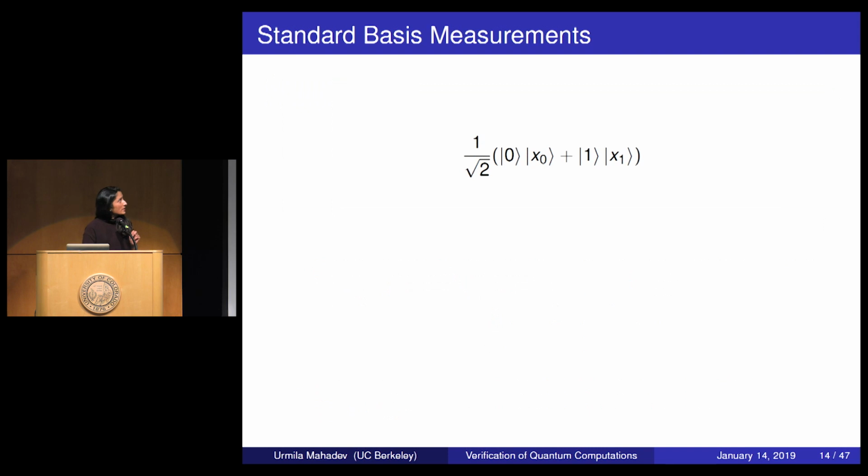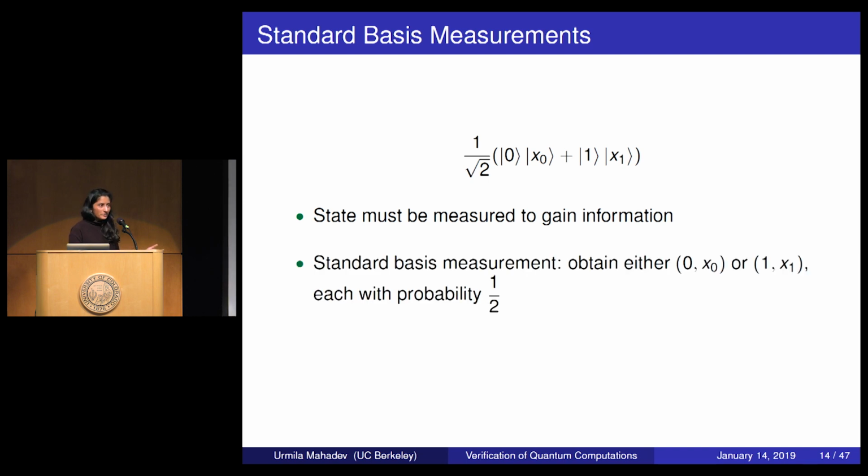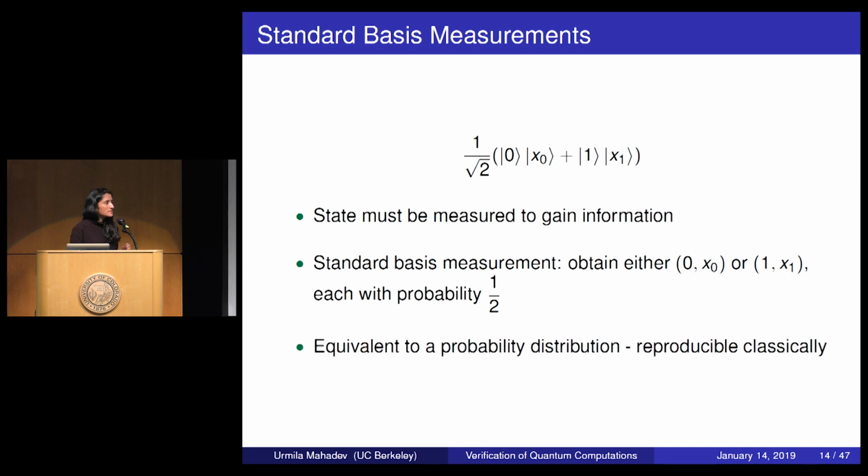So in the first method, the quantum computer can just measure the superposition in the standard basis. If he measures it in the standard basis, he'll obtain either 0x0 or 1x1 with equal probability. Nothing interesting is happening here. This kind of thing can be reproduced by a classical probability distribution, because at this point, all the quantum computer has done is sample a random pre-image image pair. So there is nothing special about that.